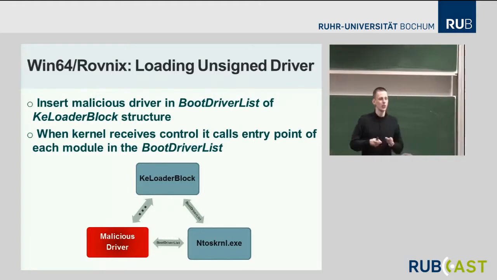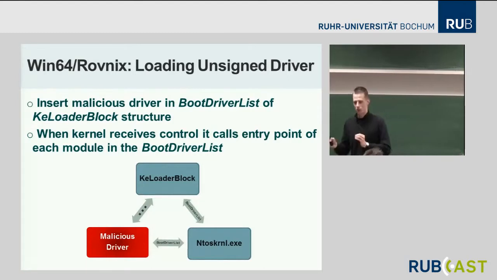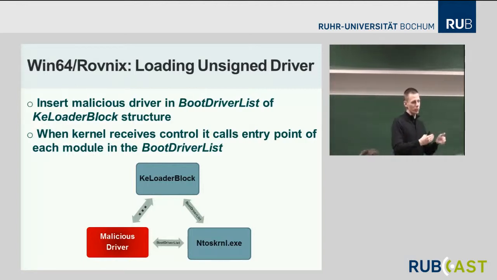The kernel maintains several doubly linked lists, which contain entries describing kernel mode modules loaded in the kernel mode address space. The bootkit inserts an entry corresponding to the malicious driver in one of these lists, the boot driver list. This list contains entries, and each entry corresponds to a boot start kernel mode driver loaded by winload.exe. At the point the kernel receives control, it goes through this list and calls the entry point of each module with the corresponding entry in this list. So each module is initialized.